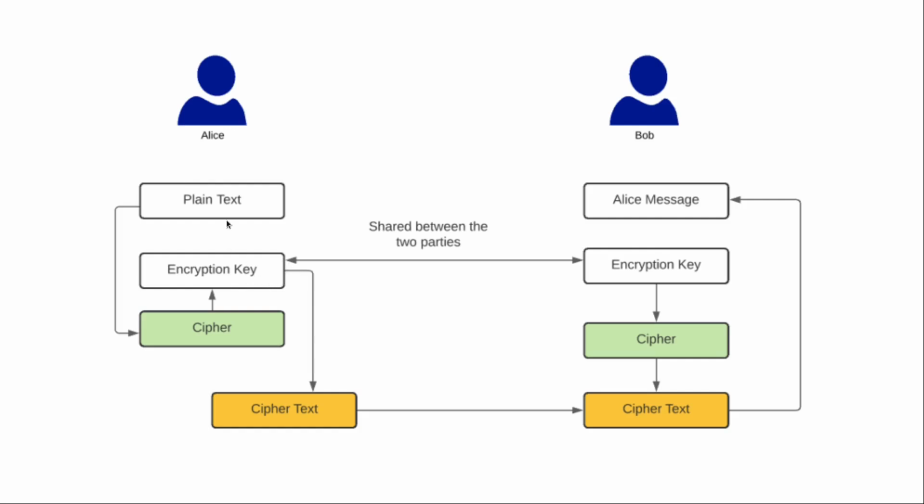Terminology for encryption that you need to be familiar with. The encryption algorithm is referred to as cipher. And then the outcome of the operation is referred to as ciphertext. Plaintext is the original message. Cipher is the algorithm. And then ciphertext is the outcome.